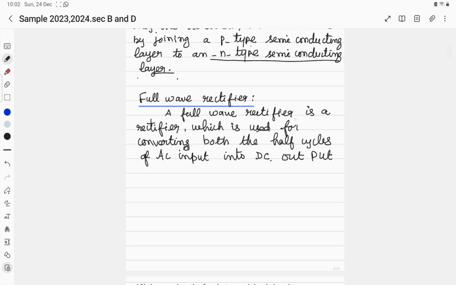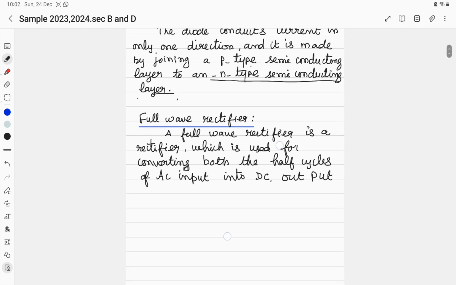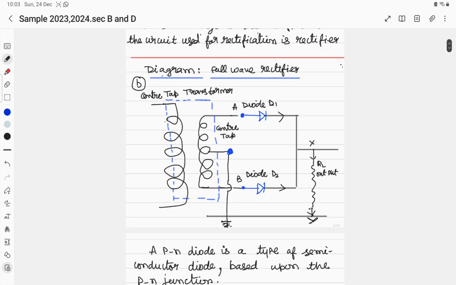A full wave rectifier is a rectifier which is used for converting both the half cycles of AC input into DC output. So, see the diagram. Here A is diode 1 and B is diode 2. Center tap transformer. Here, center tap, X, RL, output.